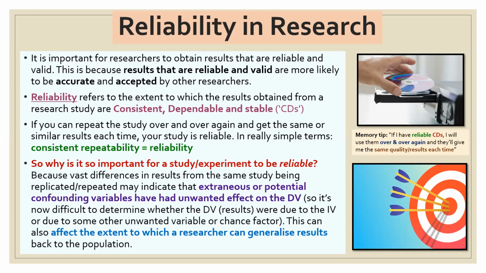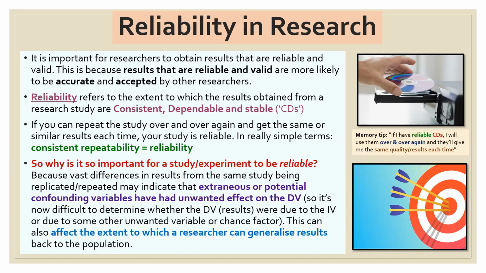Now, why is this so important? Why are we beating around the bush so much about results being reliable, consistent, dependable, stable? Well, number one, if I do attempt number one of a study and I get some results, and in attempt number two I don't get those results again, it suggests that the results I got in my first study might not have been due to the IV at all. They might have been due to extraneous or potential confounding variables that I did not account for. And if I'm getting different results each time I conduct the exact same study in the exact same conditions, then that's unreliable in the sense that something else is at play.